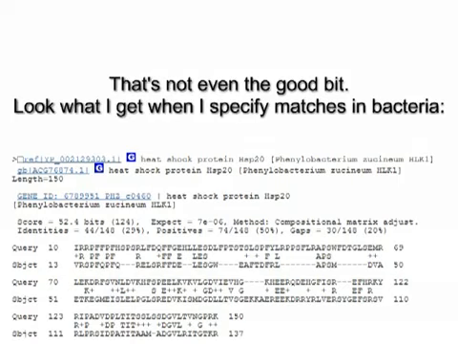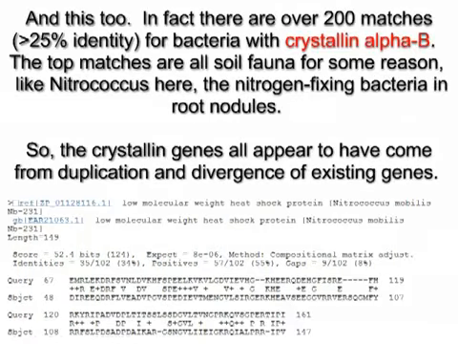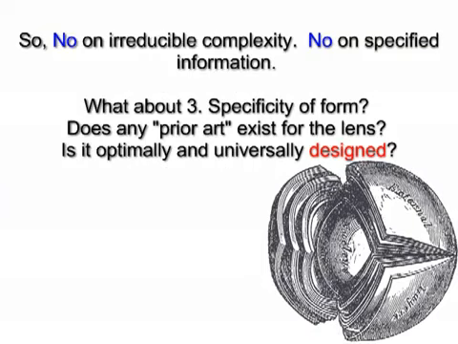Look what I get when I specify matches only in bacteria. And this too. In fact, there are over 200 matches for bacteria with crystallin alpha B. The top matches are all soil fauna for some reason, like Nitrococcus here, the nitrogen-fixing bacteria in root nodules. So the crystallin genes all appear to have come from duplication and divergence of existing genes. So no on irreducible complexity, no on specified information.